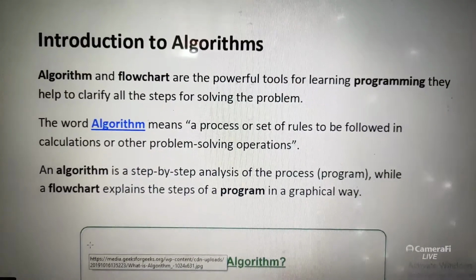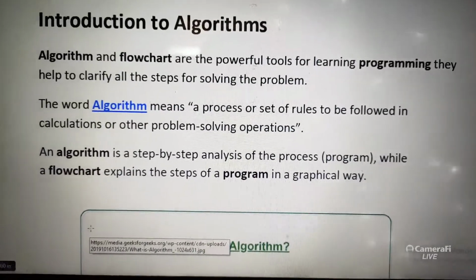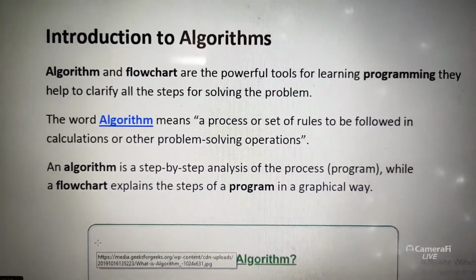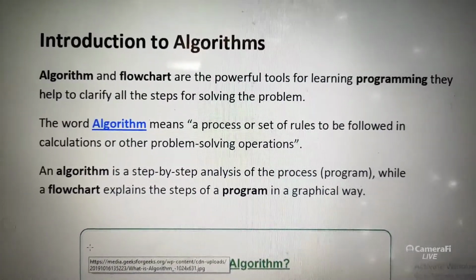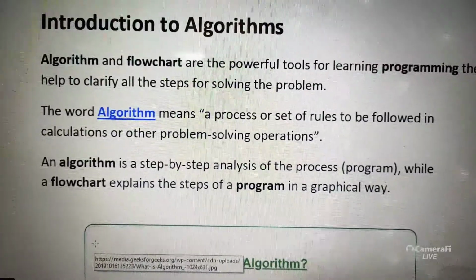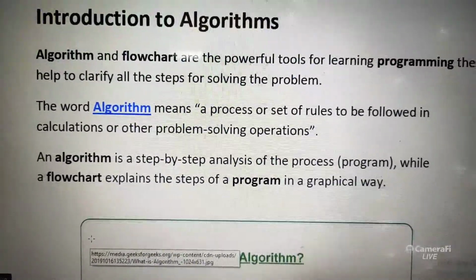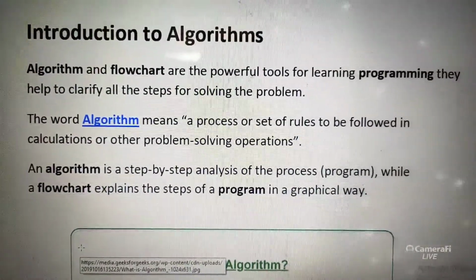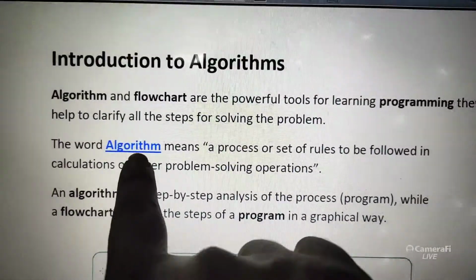Algorithms and flowcharts are the tools for programmers. Every program is first decomposed into small steps and summarized as small steps. That is called an algorithm. Later, that step-by-step procedure will be converted into a flowchart. So first we'll discuss algorithm.